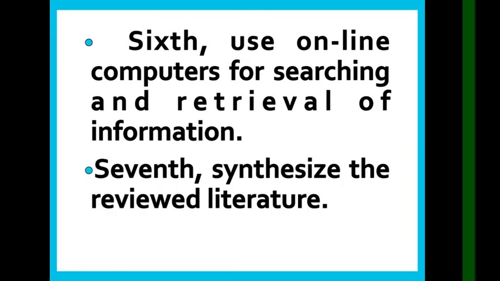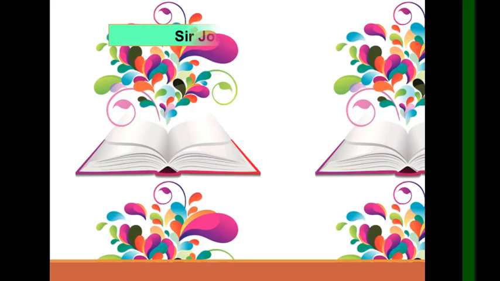And finally, synthesize the reviewed literature, categorize them, and cluster them according to whether these were conducted abroad or locally. Or you may categorize them according to periods, to geographical location or origin, to similarity in their methodology, or contrast in their findings, or even similarity in their conclusions. When all these are done, then you are ready to write your Chapter 2 as your review of literature and studies.